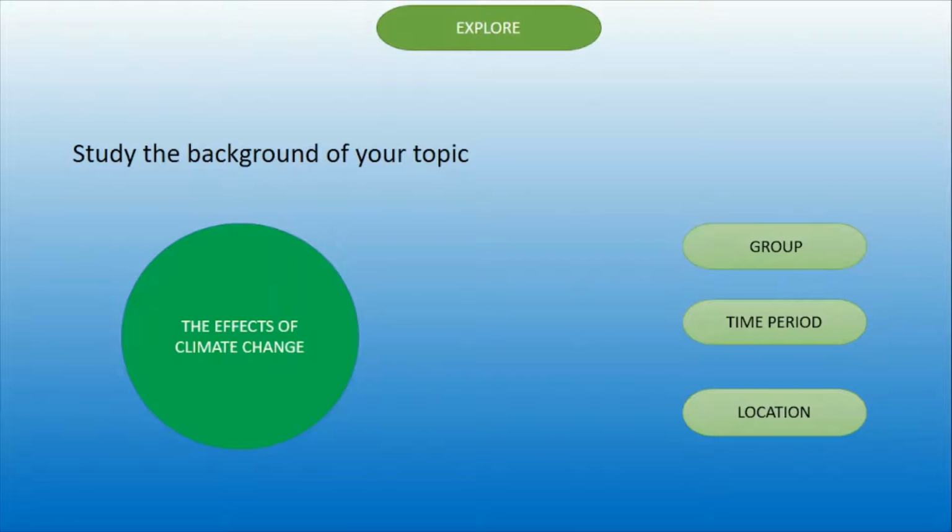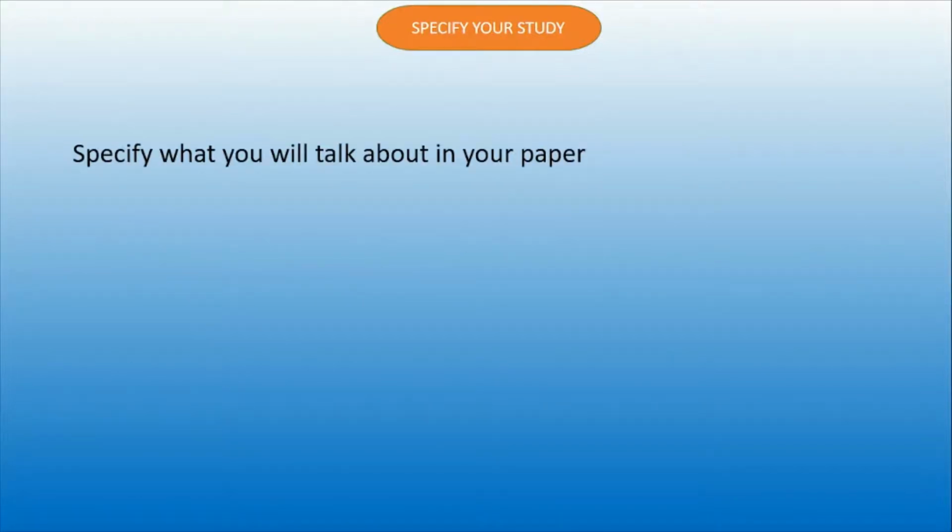So now we move on to the next step. Specify your study. What do I mean? Well, it means that you need to specify what you are talking about in your paper. Your audience should know what you are going to talk about. You have found your research gap. Little research has been done on that area. Now you need to do research on that. So you need to let your audience know what you are going to talk about concerning that.